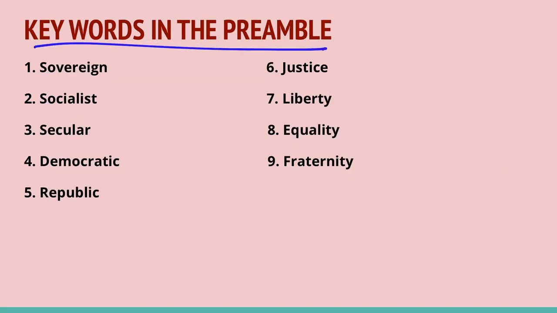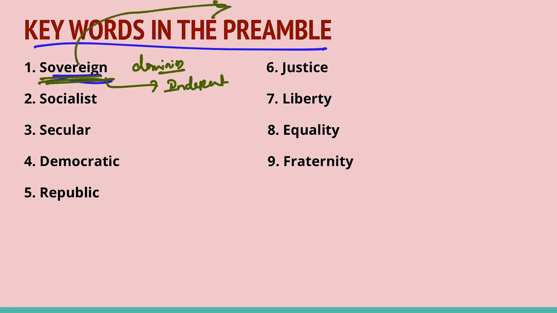Keywords in the preamble. Let's discuss them one by one. Sovereign. The word sovereign means that India is neither a dependency nor a dominion of any other nation, but it is an independent state. Sovereign also means that there is no other authority above it. That means India is free to conduct its own affairs both internally as well as externally. Being a sovereign state, India can either acquire a foreign territory or cede a part of its territory in favor of a foreign state.